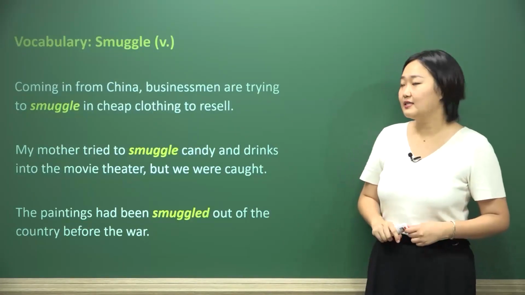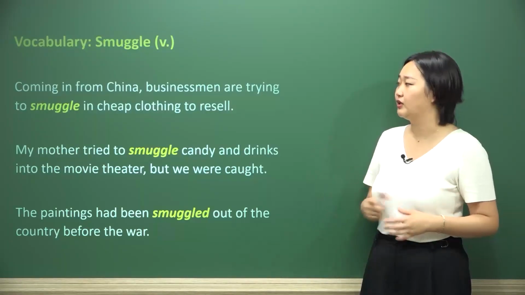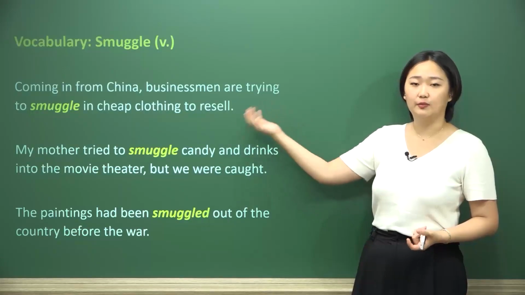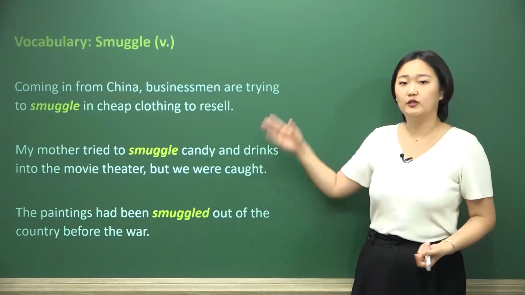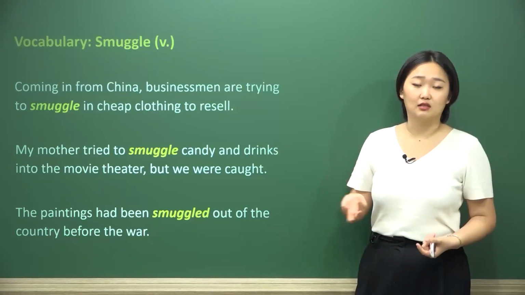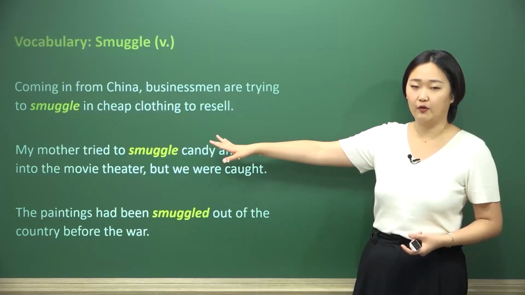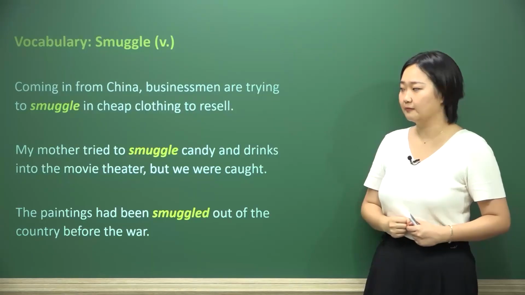Then we also have these sentences too. Coming in from China, businessmen are trying to smuggle in cheap clothing to resell. And so when we're trying to smuggle it in, it's illegal to resell cheap clothing, specifically in certain countries. It's against the law. So what they're trying to do is sneak it in. That way they can still continue to do it anyway. Sneaking something in against customs laws. Again, if you're going from one country to another country, that's customs. That would work really well there.